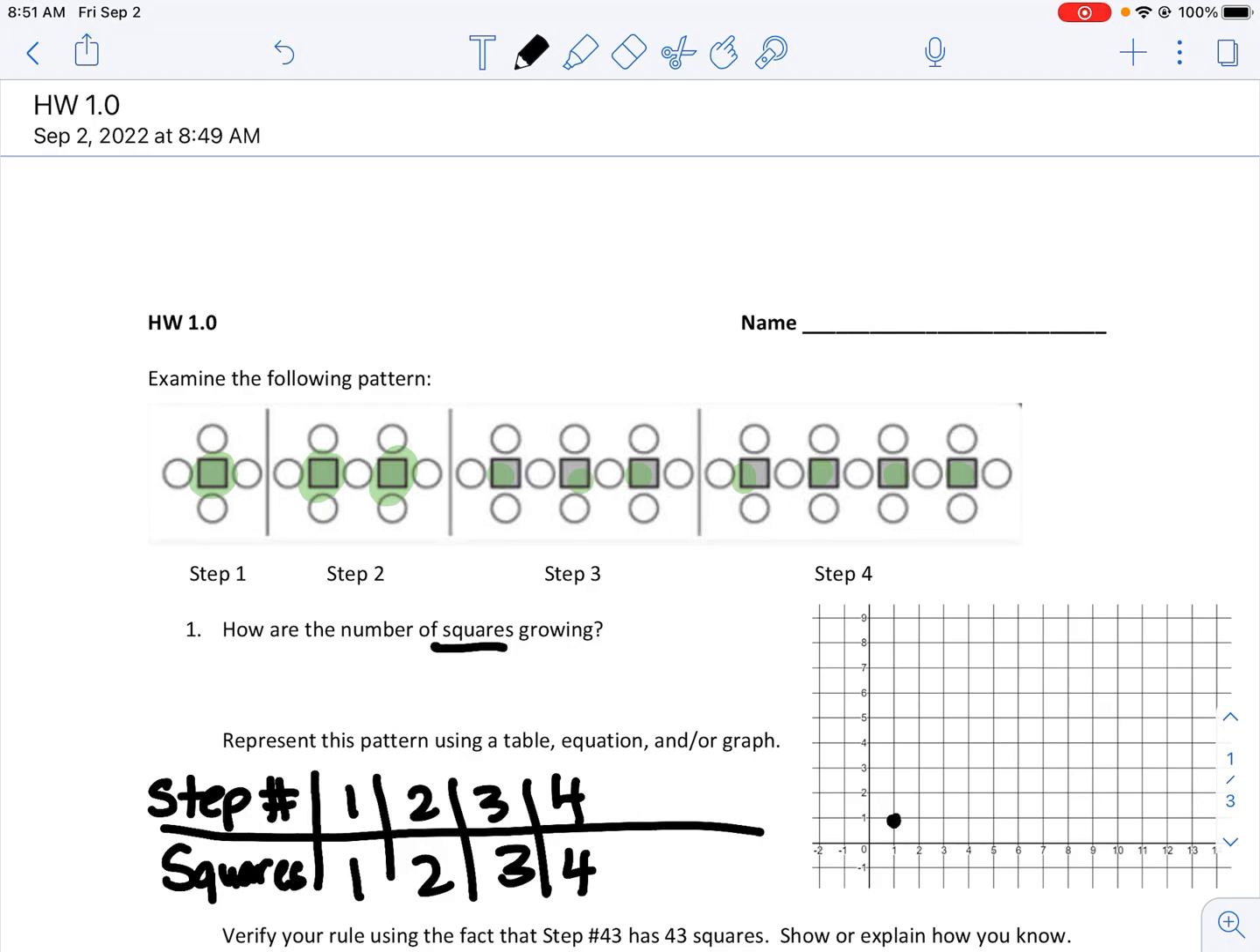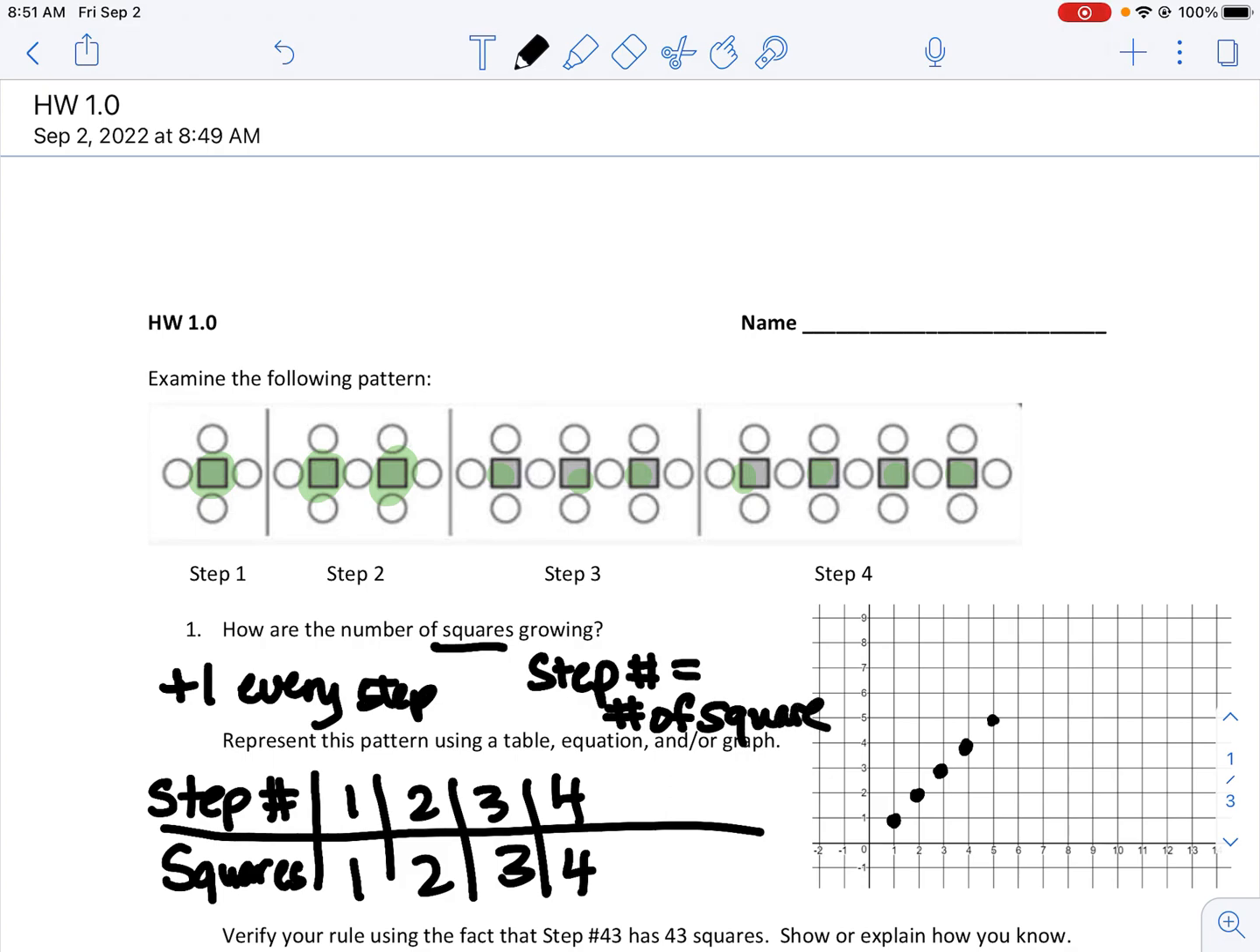So if I start making this pattern here, I would anticipate maybe +1 every step. Or if I look at this, the step number is equal to the number of squares. So if I continue that pattern, I can see that that's a linear pattern. So there's my line. On this axis, I'd have my step number. And on this axis, I'd have my number of squares.